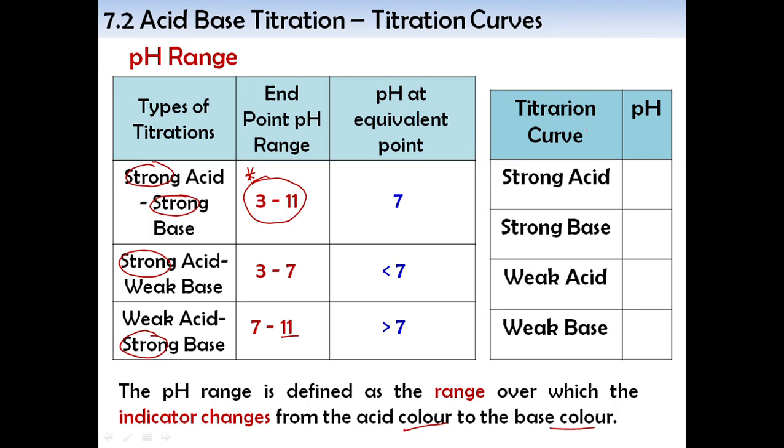Next is the pH for titration curve. This is for titration, okay? So ini sangat berguna untuk kita sketch curve later in this video. So for strong acid, the pH is 1, strong base is 13, weak acid is 3 and weak base is 11. So kalau awak tengok dia punya value pun lebih kurang juga. So hopefully you can memorize the values. Okay? So we are done with the pH range.